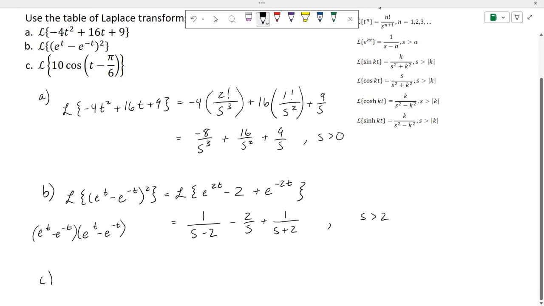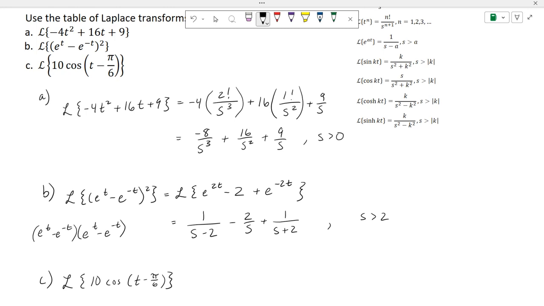Okay, one more. We got the Laplace of 10 cosine of t minus pi over 6. This was kind of tricky. Looking at our formulas, well, we have a Laplace for a cosine function, but not one that has a sum inside of it. That's a little more complicated.